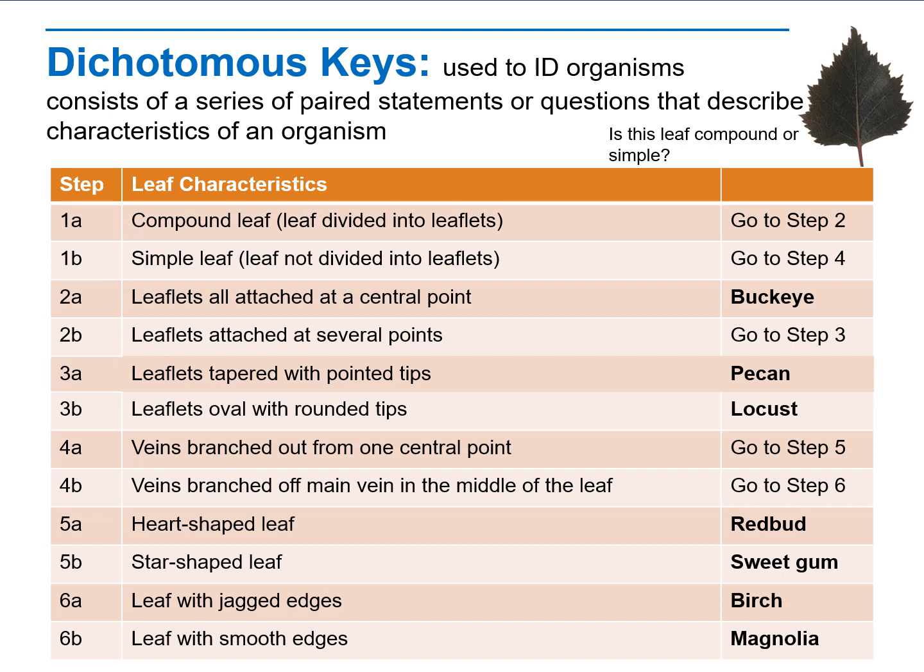So in this example here, this leaf to the right is a simple leaf. So we would go to step 4, and the veins are branched off of the main vein in the middle of the leaf. So then we would go to step 6, and the edges are jagged, so this is a birch leaf.